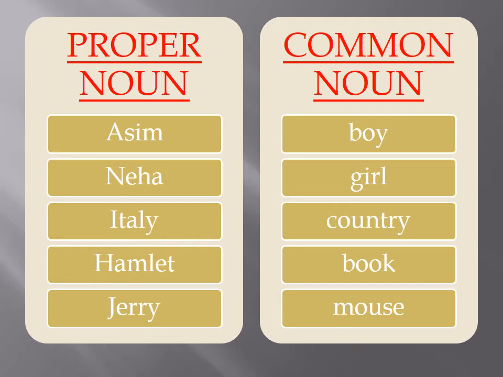However, boy could be any boy. Girl could be referred to any girl. Country, there are hundreds of countries in the world and we could be talking about any. Book, any book can be mentioned here, and mouse could be any mouse. So without the proper name, these common nouns are just general names of people, places, things and animals.